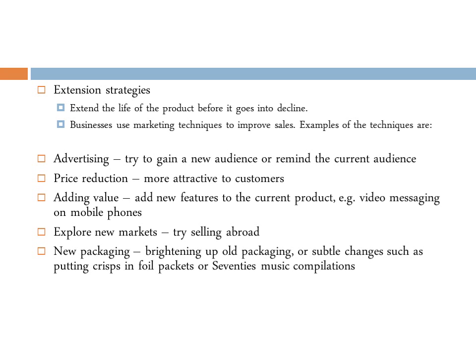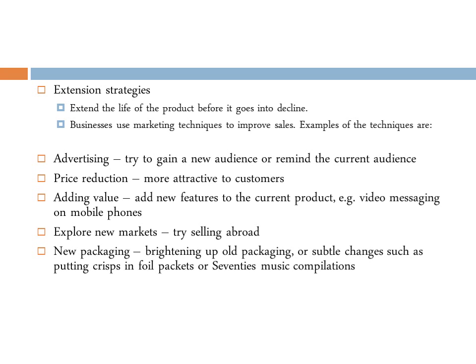We might try different advertising to gain a new audience or remind the current audience of what our product does. We might reduce the price to make it attractive to more customers. We might add value. If you think of mobile phones, about 5-6 years ago, a lot of Nokias didn't actually have video messaging. So in order to get rid of those models before they could introduce a new one, what they did was very simply change the software so they could send video messages. Same as what I said before about the tobacco companies, we might explore new markets, so selling abroad, and even as simple as we might try to change our packaging, brightening it up or slightly changing it.